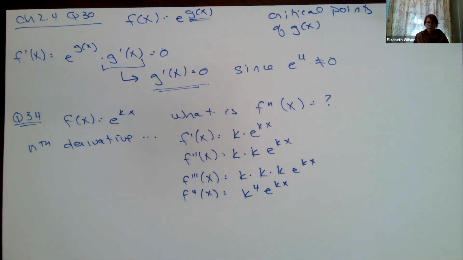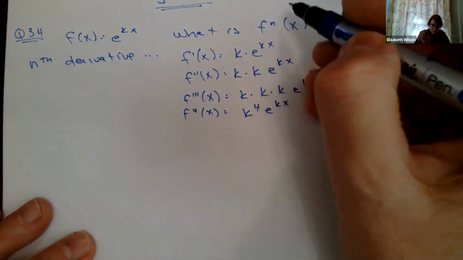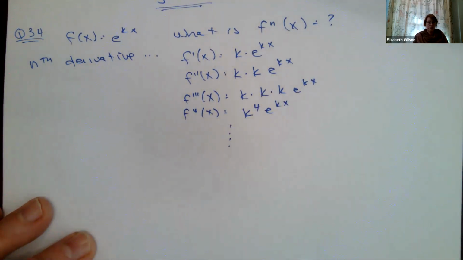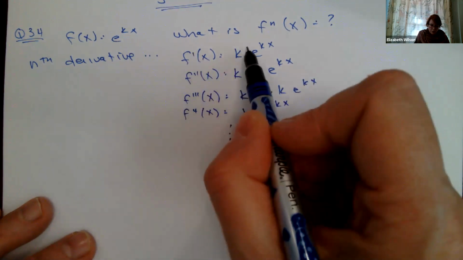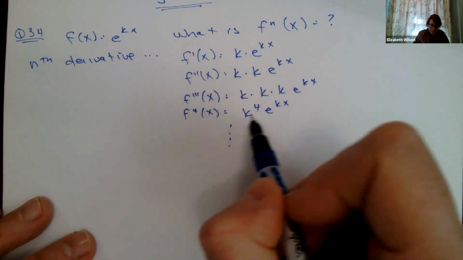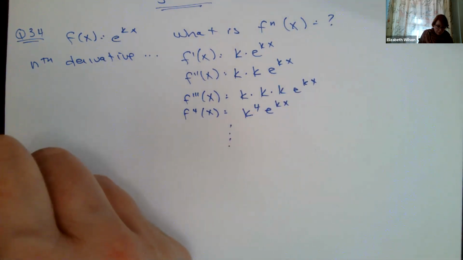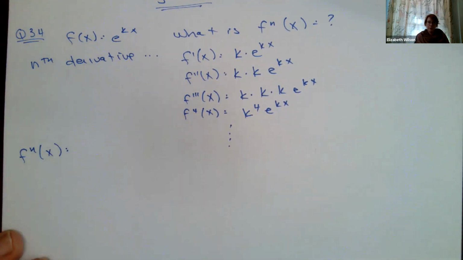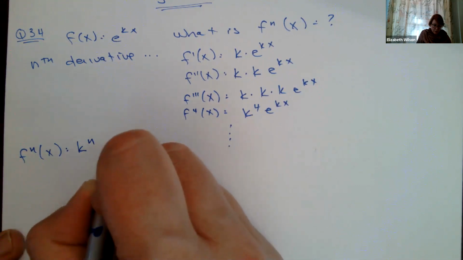I'm not sure what the nth derivative is going to be when I first look at this problem, but by enumerating the first handful of derivatives, I start to see a pattern. First derivative, I have 1 k. Second derivative, I have 2. Third, we have 3. Fourth, we have 4. So most likely I can make a general statement: my nth derivative is going to have n k's, k to the n, e to the kx.